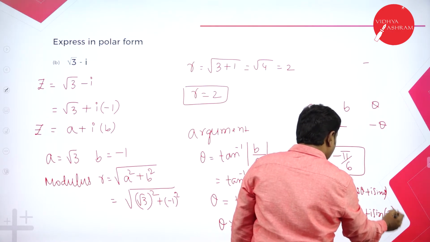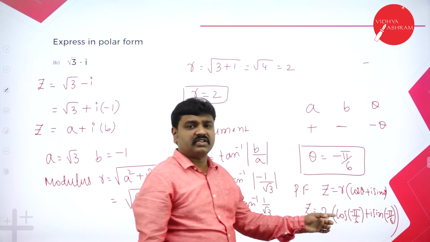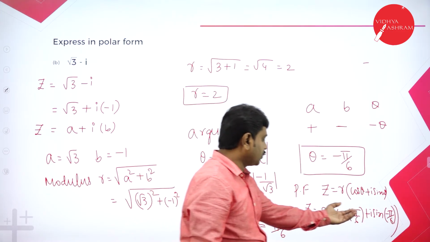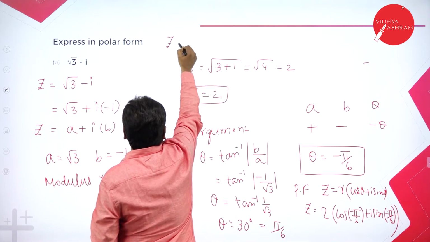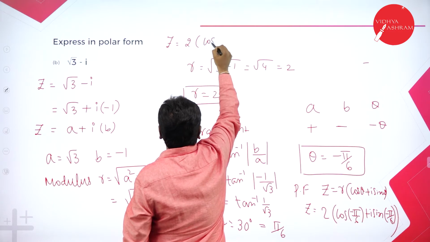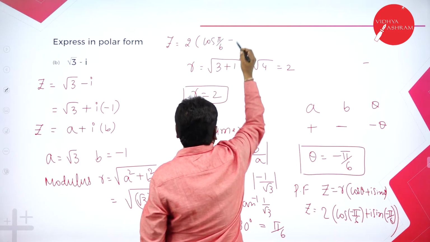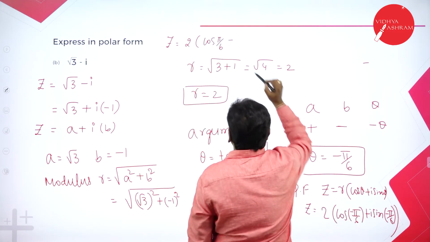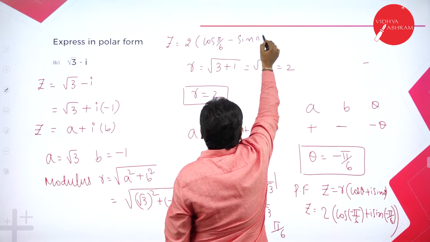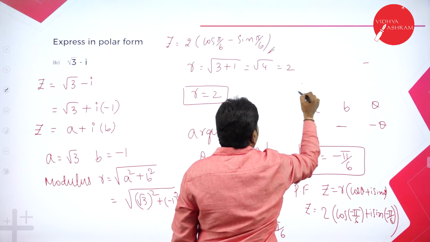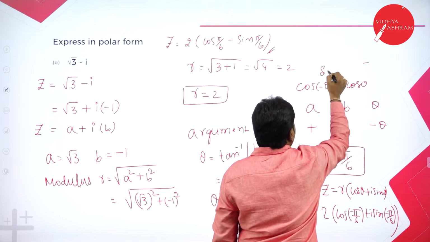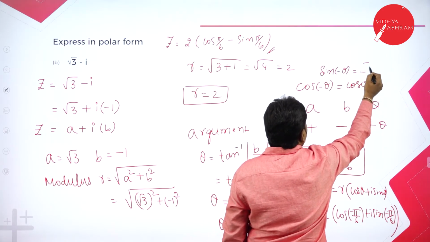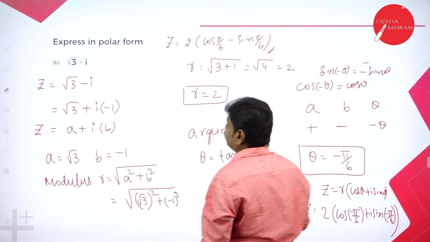Further, you know cos of minus theta is cos theta, sin of minus theta is minus sin theta. You can take minus in between. So finally I can also write Z is equal to 2 cos of minus pi by 6, which is the same as cos pi by 6, plus sin of minus pi by 6, which is minus sin pi by 6. This is the final answer. All of you know what is cos of minus theta: cos of minus theta is cos theta. All of you know what is sin of minus theta: sin of minus theta is minus sin theta.